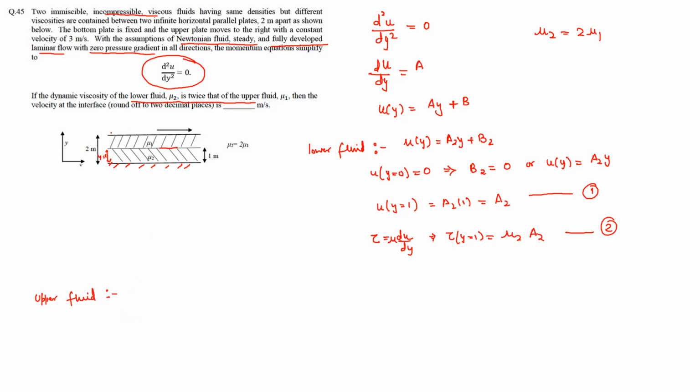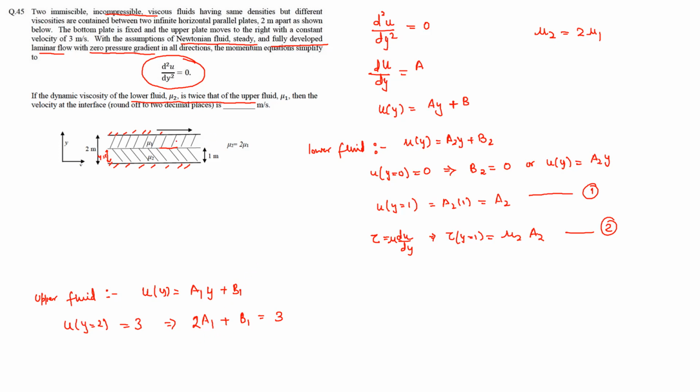Again, we can invoke the no slip condition at the top of this plate, and since this plate is moving with a velocity of 3 meter per second, let's write the velocity profile for this. So let's say this is a1y plus b1, and at the top, velocity at y equal to 2 will be equal to 3 meters per second, and this implies that 2 times a1 plus b1 is equal to 3.